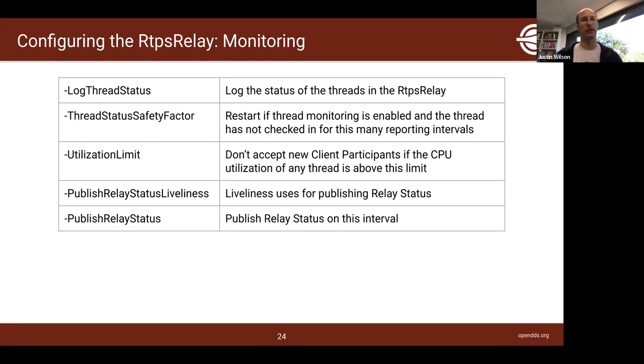The feature publishing relay status liveliness uses the liveliness QoS on the relay status, and this just sets the amount of time that is used in that liveliness QoS. The option after that, publish relay status, publishes a status indicating whether it's accepting or not. And you can use that, again, for whatever purpose you want. We found it useful for building a load balancer in front that allows, if this relay is so busy and overwhelmed, new client participants to be directed to a different one.